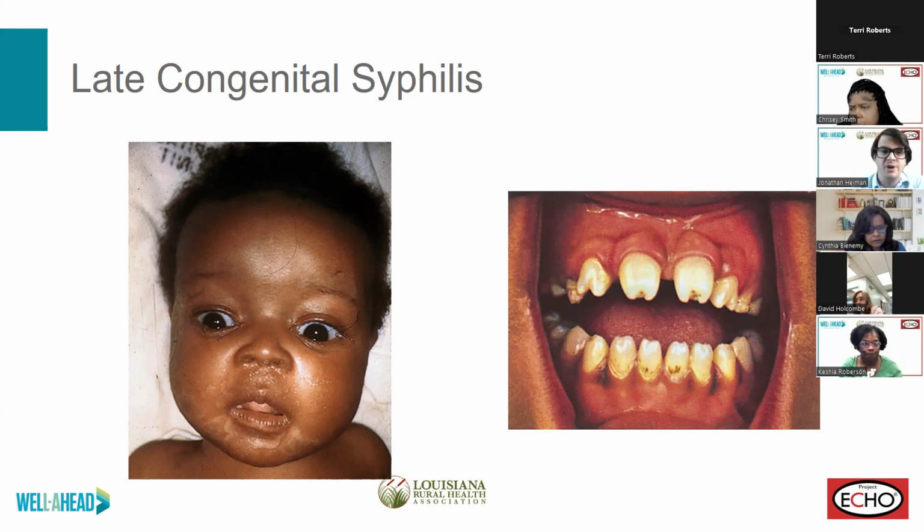So on the left, and it's kind of hard to tell from this front on picture, we have frontal bossing, which is kind of an outward bowing of the frontal bone. We also see, sorry, it's called saddle nose. So the bridge of the nose is real depressed. And on the right side, we see what's called Hutchinson teeth. So these teeth are notched on the biting surface and they taper as they go down towards the biting surface. And they're also typically smaller and widespread. Next slide.